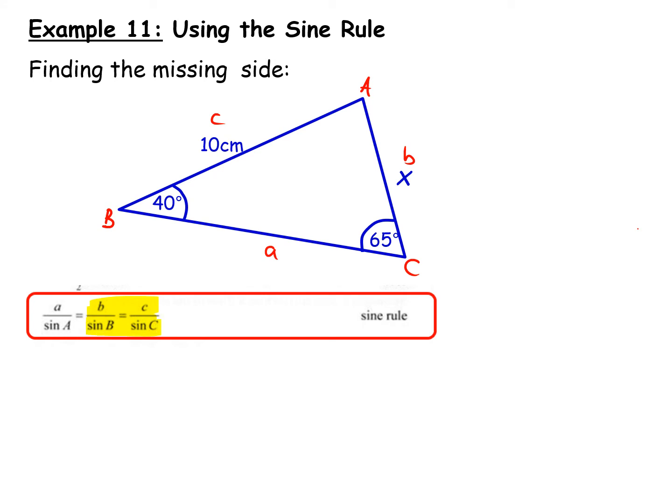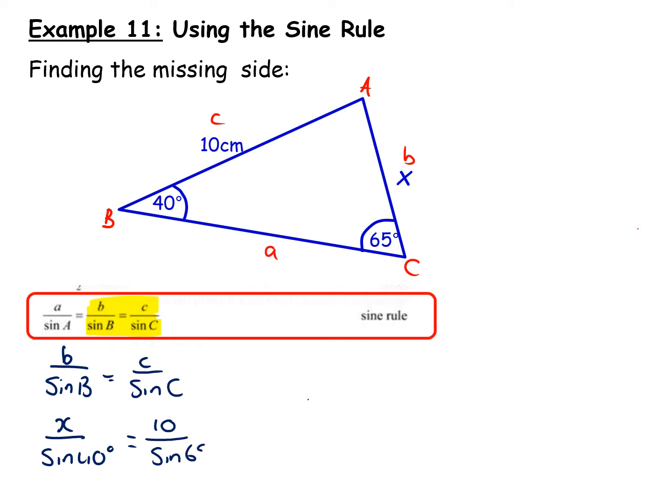So the formula I'm going to use is b over the sine of B is equal to c over the sine of C. So b is x over the sine of B, which is the sine of 40 degrees, is equal to c, which is 10 over the sine of 65 degrees. To get rid of a fraction, we multiply both sides by the denominator. I only care about the left-hand side really, so I'm going to multiply by sine 40, and I'm going to multiply this side by sine 40.